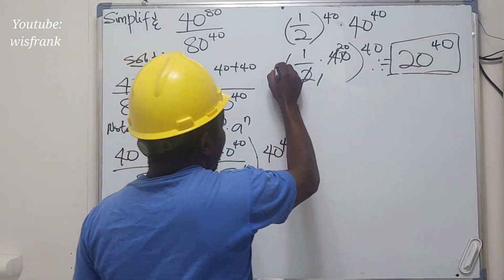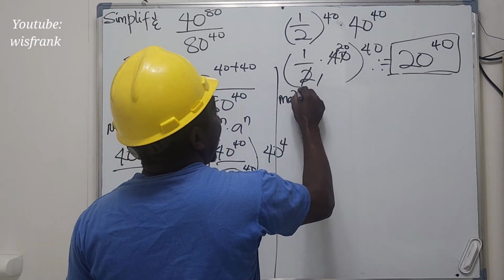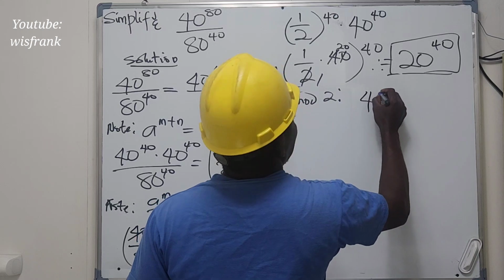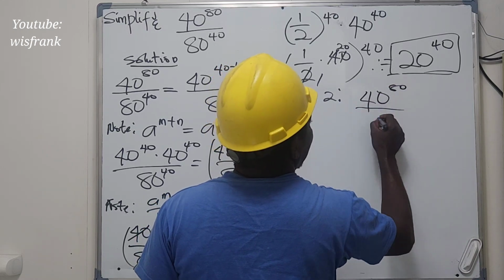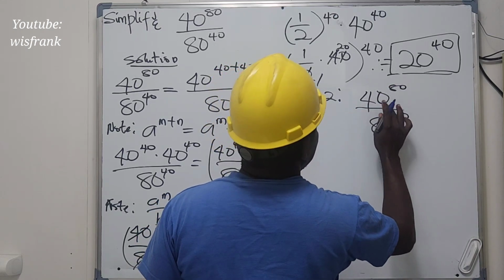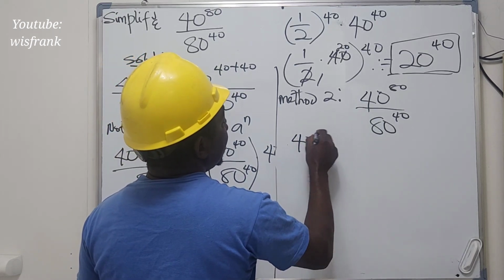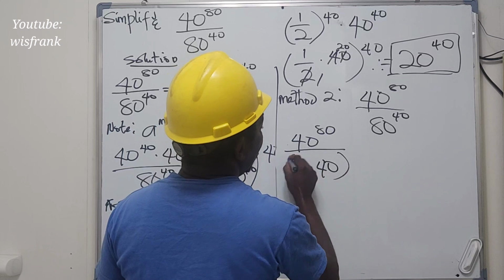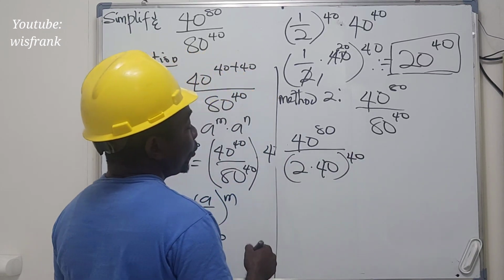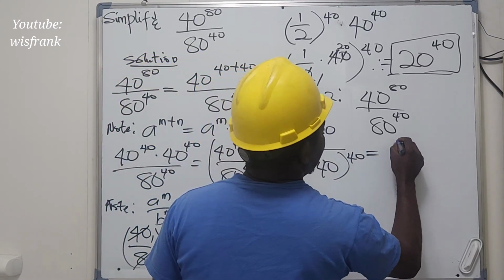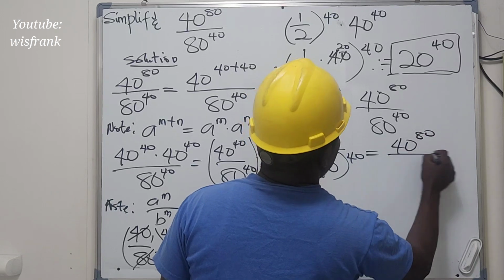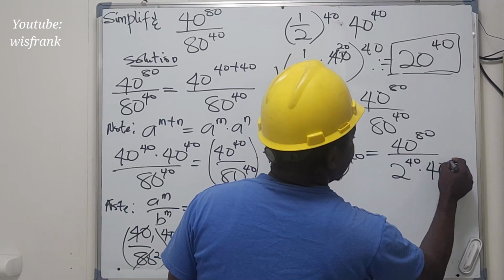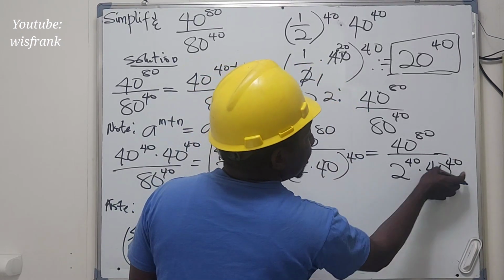So the second method that we are going to look at is method 2. So we are given 40 to the power of 80 all over 80 to the power of 40. So we can rewrite this as 40 to the power of 80 all over 2 times 40 all to the power of 40. So here can be written as 40 to the power of 80 all over 2 to the power of 40 times 40 to the power of 40. So this is what we have.